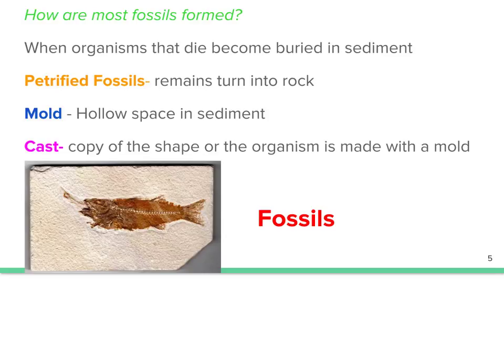Oftentimes, when a fossil is buried and the sediment hardens, the organism dissolves away, leaving an empty space behind. This empty space is called a mold. A cast is a copy of the shape of an organism made from the mold.